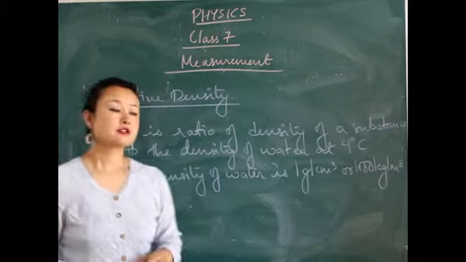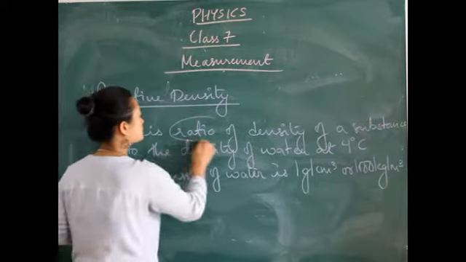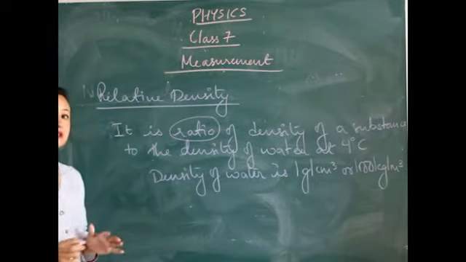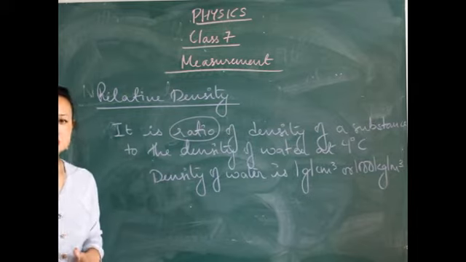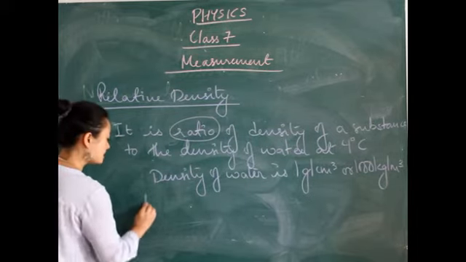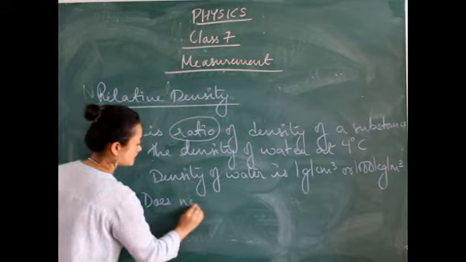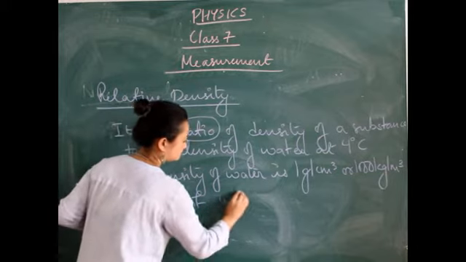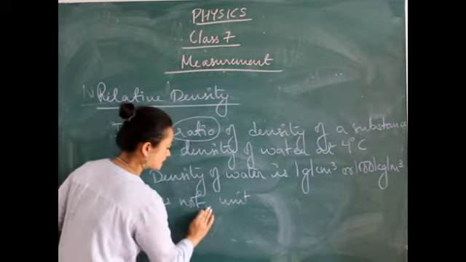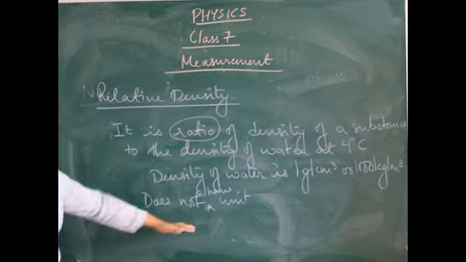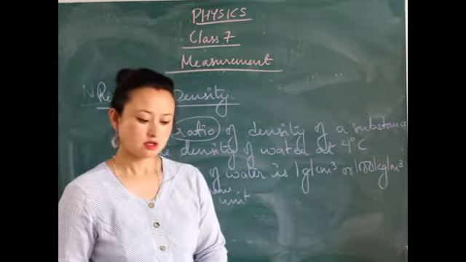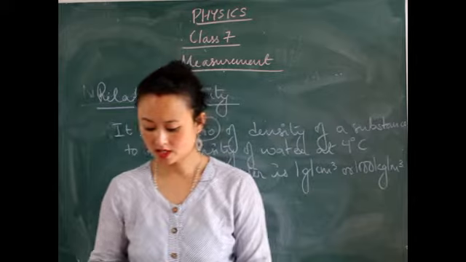And since relative density is a ratio, it's a pure number, so it will not have any unit. Relative density does not have a unit. So it is unitless, unlike density.